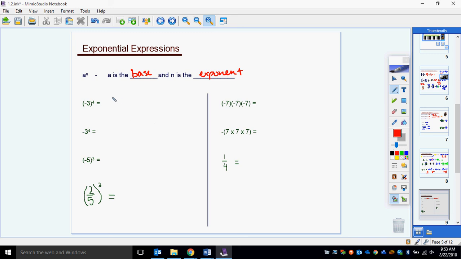N just means how many times we are multiplying a by itself. So here we have a times a times a times a, n amount of times. I don't know what n is, so this could go on forever because n is a variable, so there are n factors of a here.